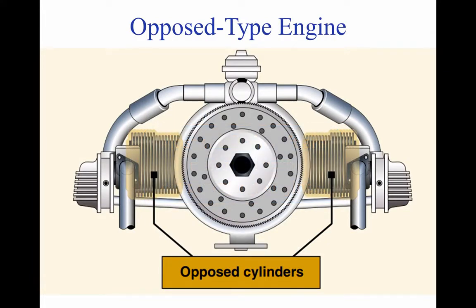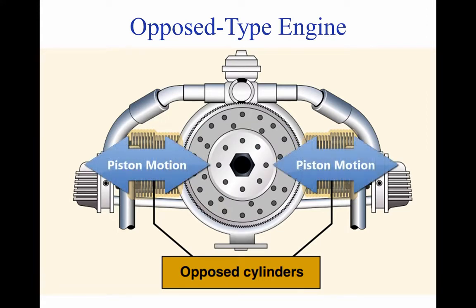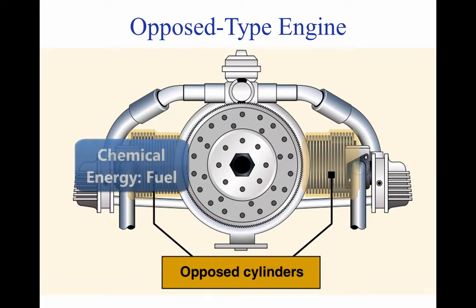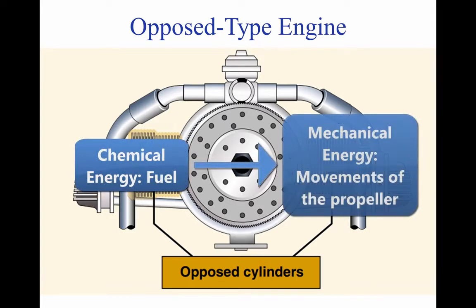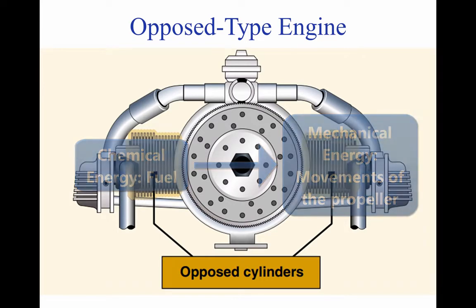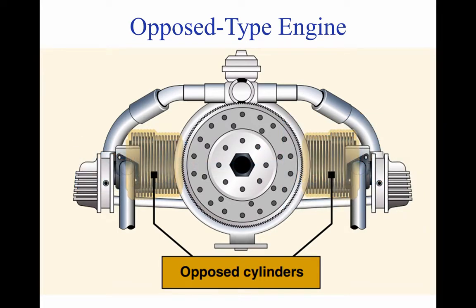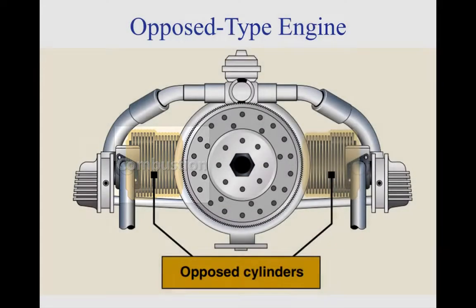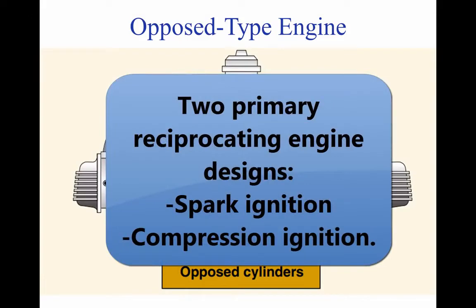The name is derived from the back and forth, or reciprocating, movement of the pistons, which produces the mechanical energy necessary to accomplish work. Reciprocating engines operate on the basic principle of converting chemical energy, fuel, into mechanical energy. This conversion occurs within the cylinders of the engine through the process of combustion. The two primary reciprocating engine designs are the spark ignition and the compression ignition.